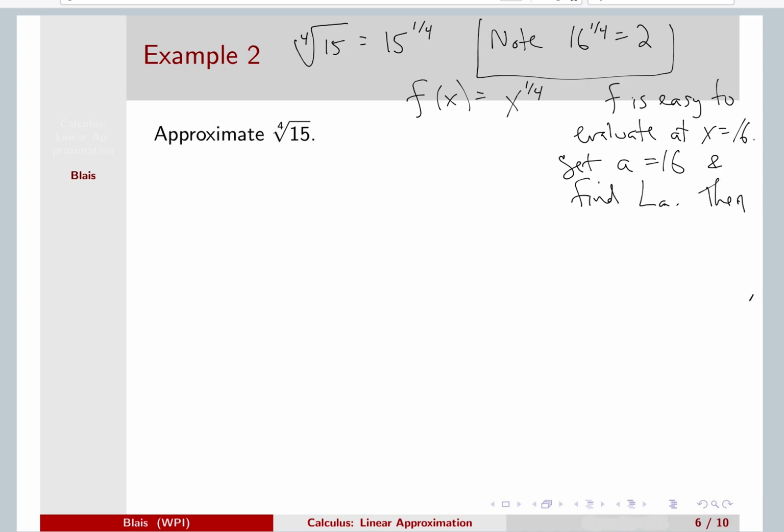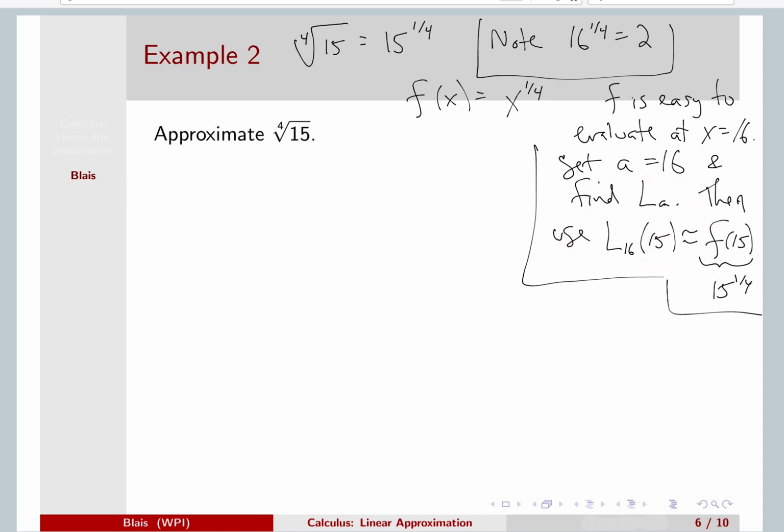Then use that this L16 of 15 can be used to approximate f of 15. F of 15, of course, being the fourth root of 15. So for this linear approximation, we use the information at a equals 16 because the function is nice there, easy to deal with. And then we look one unit nearby when x is 15. But instead of looking at the function itself, we look at the linear approximation.